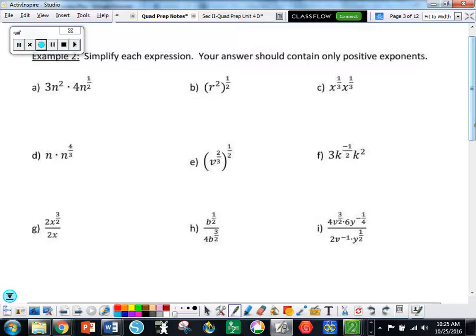So looking at, let's jump around, part B. When you have a power raised to a power, what do you do? You multiply them, even when the powers are fractions. So this would be r to the 2 over 2, is that okay? Which is r to the first, but in math we don't put ones unless we have to. So this final answer would be r.